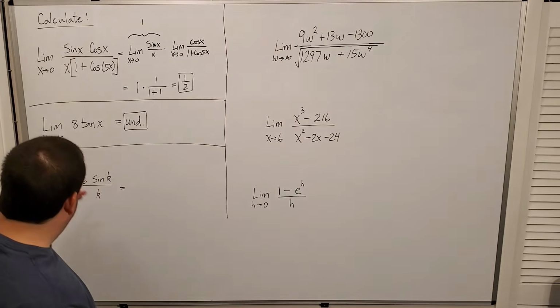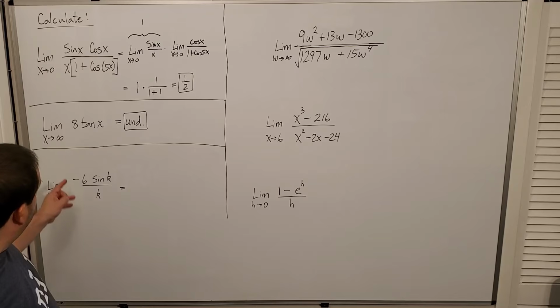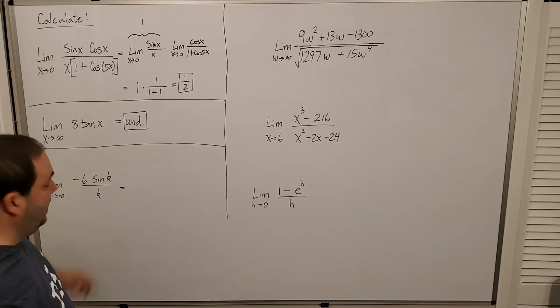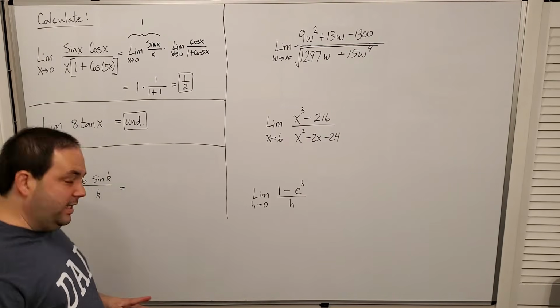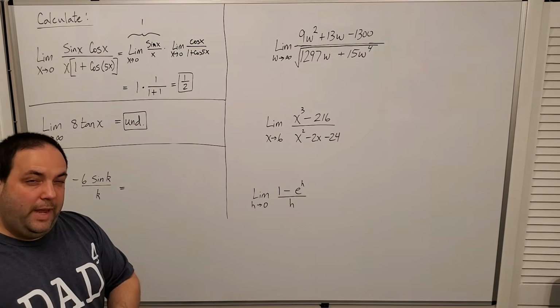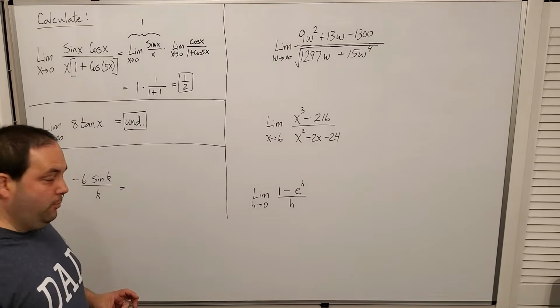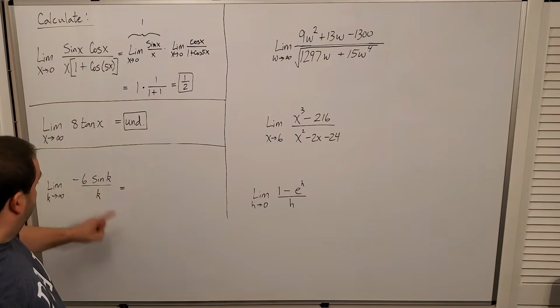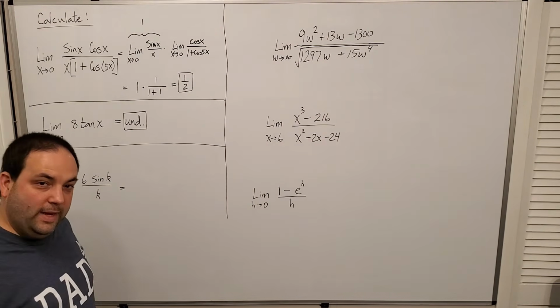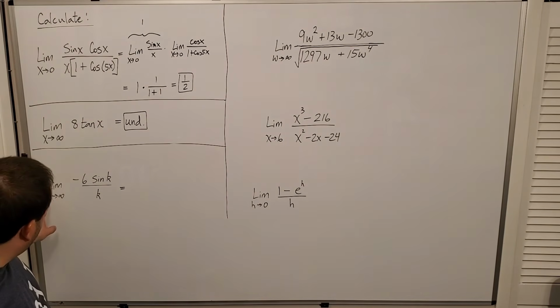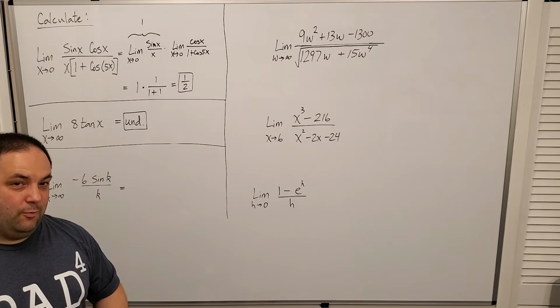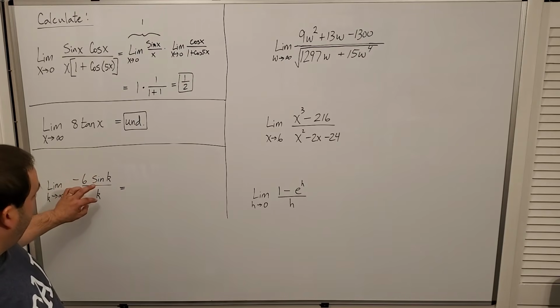Okay, next. Limit as k goes to infinity, -6 sine of k over k. And I threw this one in there again on a test to see if you were paying attention. It looks a lot like that special limit that you have to memorize, and people would automatically put 1 times -6. Don't make that mistake. Look, it's the limit as k goes to infinity, not 0, of sine k over k.